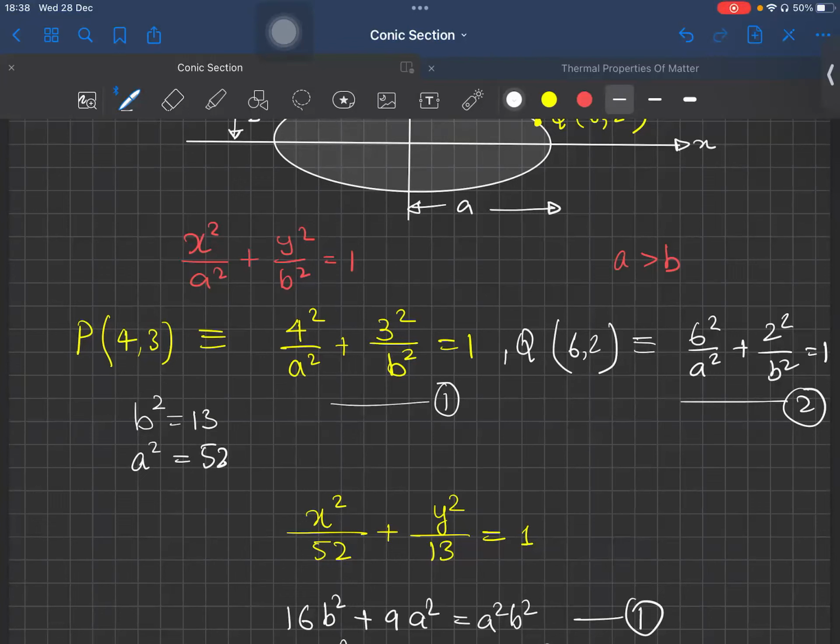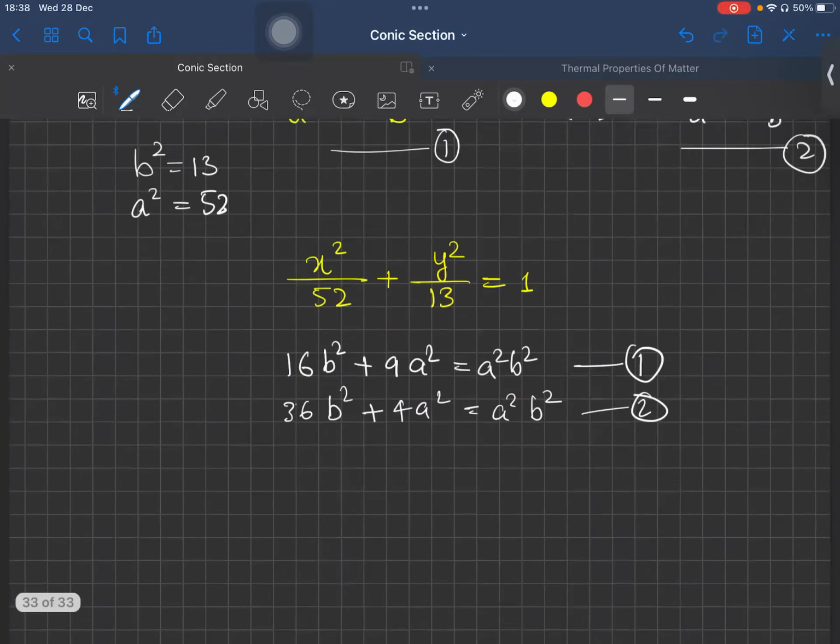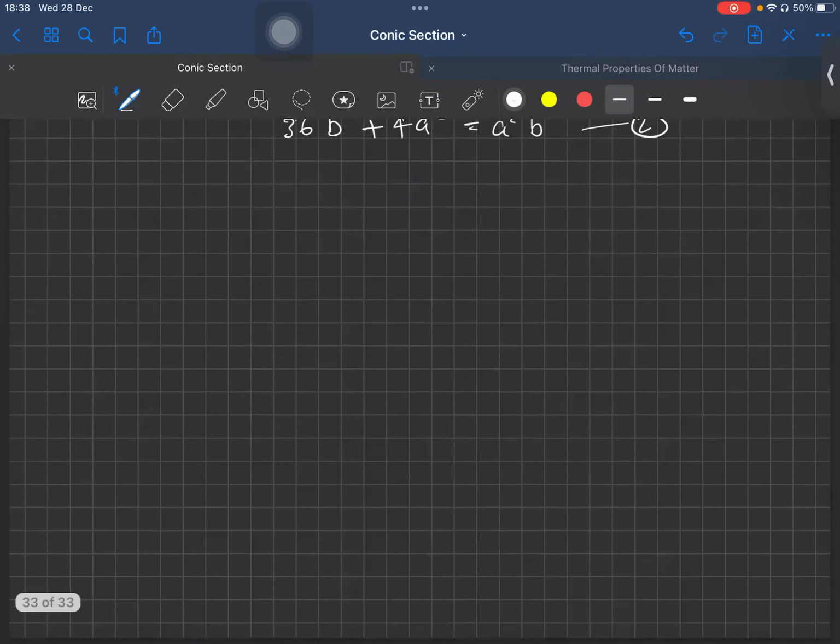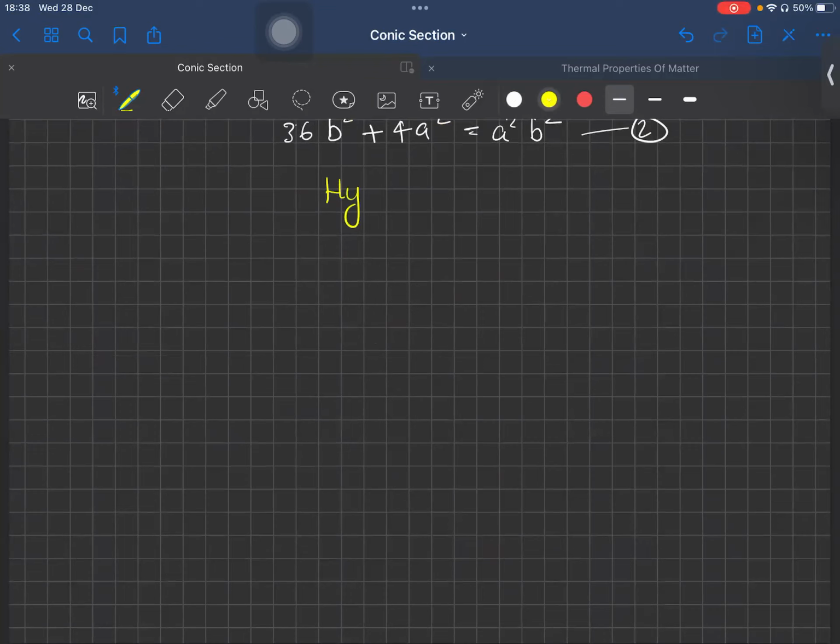Okay, I'll move ahead. Let's move to our last conic section, that is the hyperbola. So before that, you solve one more problem here. Solve this problem.